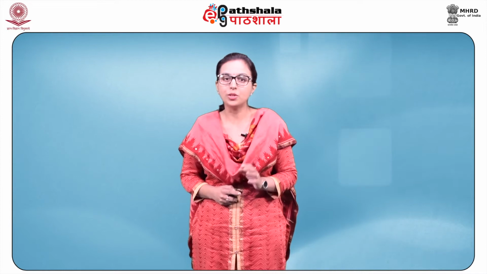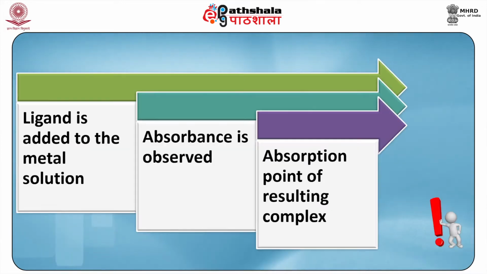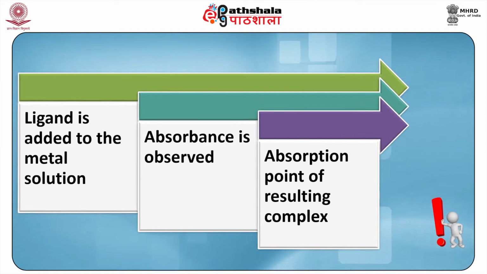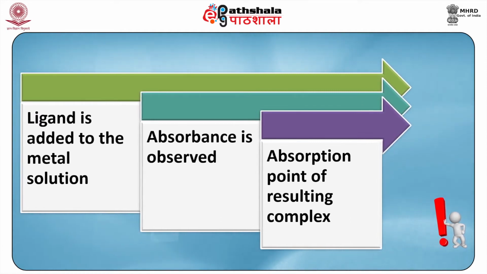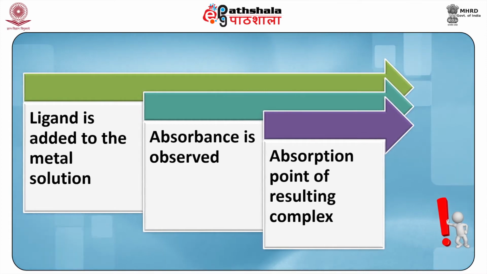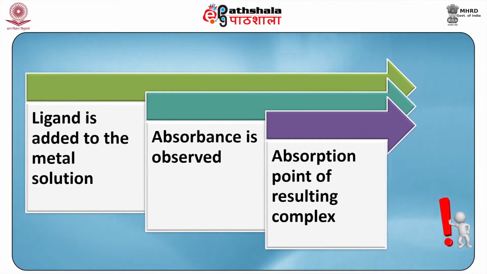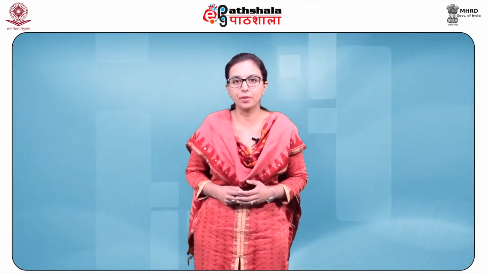In this method, the moles of one reactant, which is generally the metal amount, is kept constant, whereas the moles of the other reactant are changed. When a ligand is added to the metal solution, the absorbance is observed at the wavelength of absorption of the resulting complex. A plot between absorbance and the mole ratio of component L to component M, wherein the concentration of the metal M remains constant, is drawn.